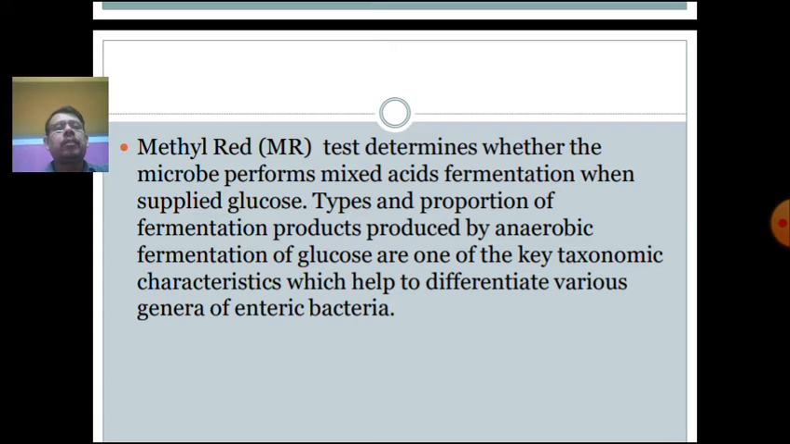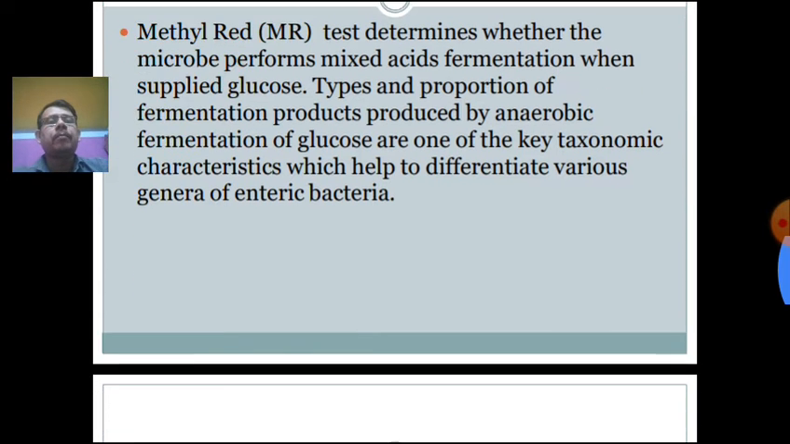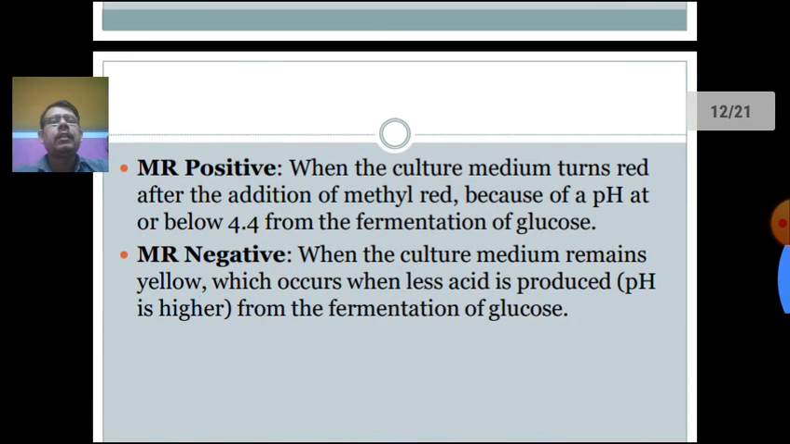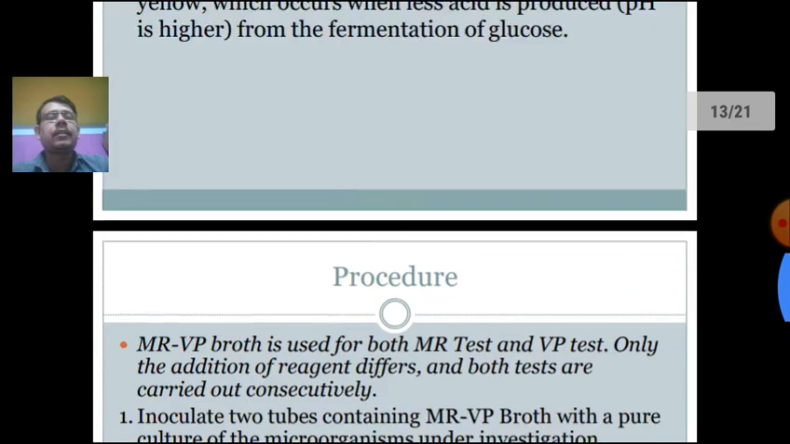That glucose reacts with the methyl red reagent and produces a specific color. A methyl red positive test is when the culture medium turns red after the addition of the reagent, because of its pH of 4.4 or below from the fermentation of glucose. In the case of a negative test, the culture medium remains yellow, which occurs when less acid is produced and the pH is higher from the fermentation of glucose. This is the methyl red test.